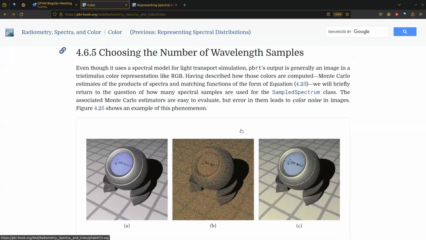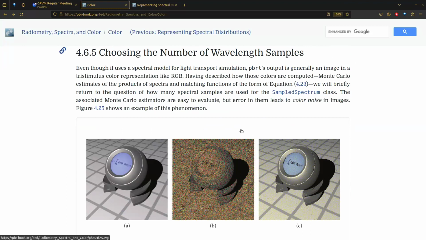Choosing a number of wavelength samples, even though it uses a spectral model for light transport and simulation, the output is generally an image in tristimulus color representation like RGB. Having described how these colors are computed, Monte Carlo estimates the products of the spectra and matching functions in the form of the equation.